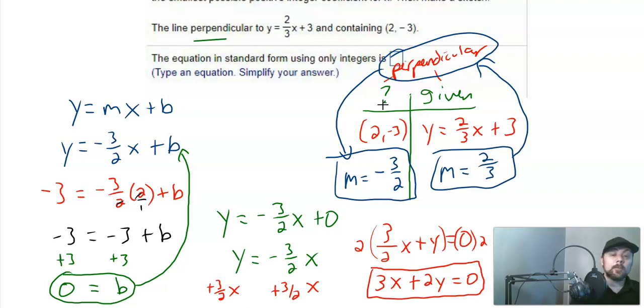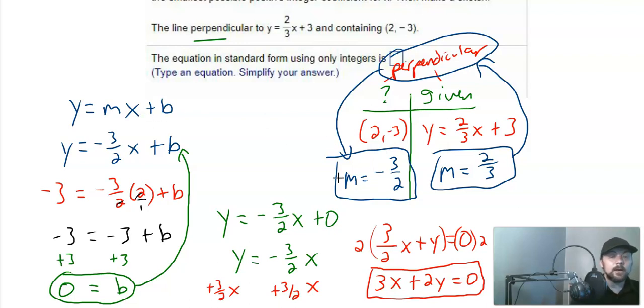However, the slope you want to use in finding this equation is not 2/3. It's negative 3/2, right? Because we want these lines to be perpendicular. This slope needs to be the negative reciprocal of this one. So you flip it over, take the opposite sign, and that's the slope you want to use for this line that you're looking for the equation of.